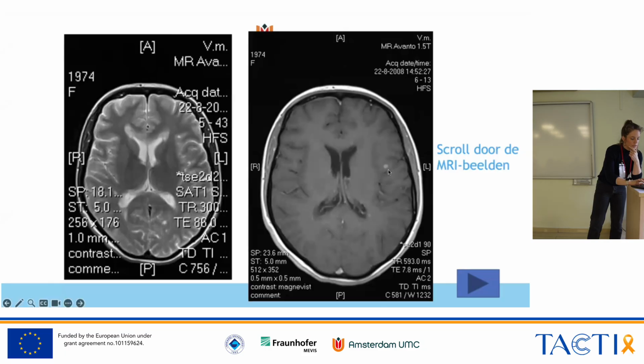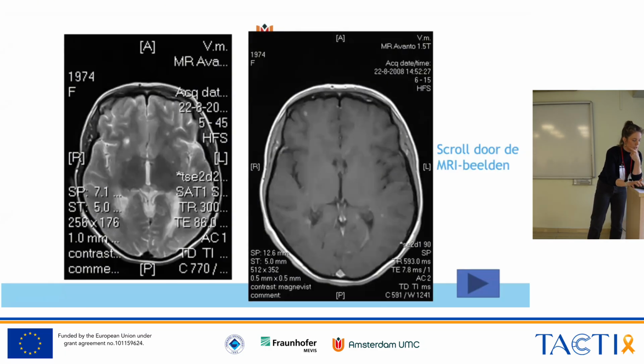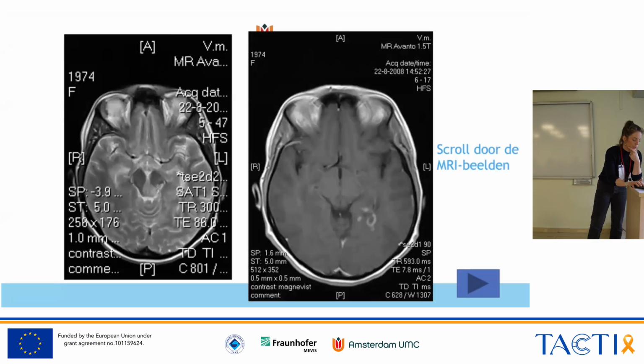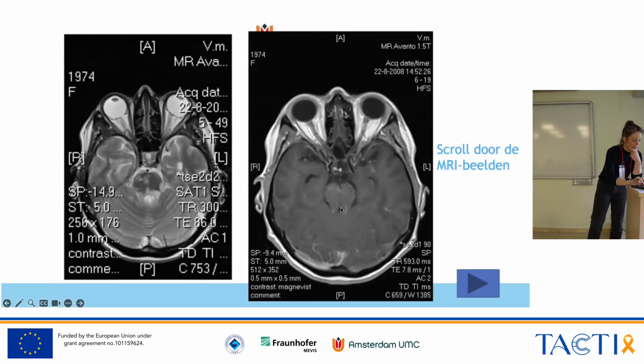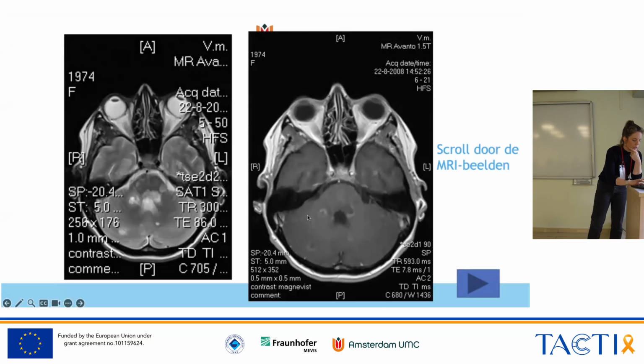Here is also an example. This is one homogeneous blob of contrast enhancement. But it's everywhere. It's supratentorial, but also in the brainstem, and also cerebellar, and in the temporal lobe.